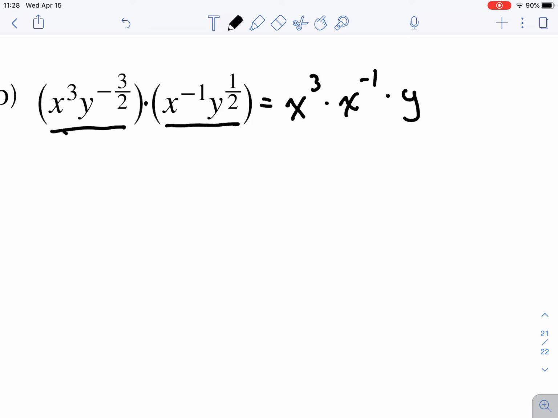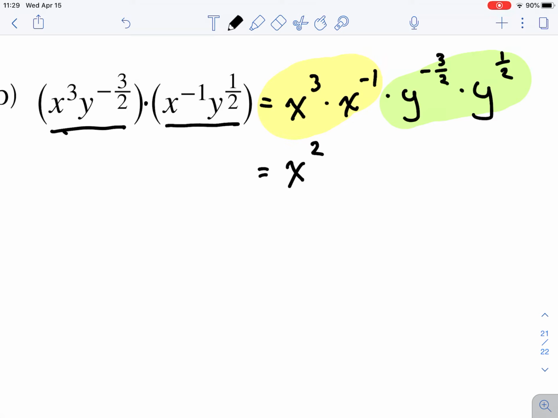So I do x to the power of 3 times x to the power of minus 1 times y to the negative 3 over 2 times y to the power of 1 over 2. Now let's see what we get. We have a power multiplied by a power, so we add the exponents. So we get x squared.